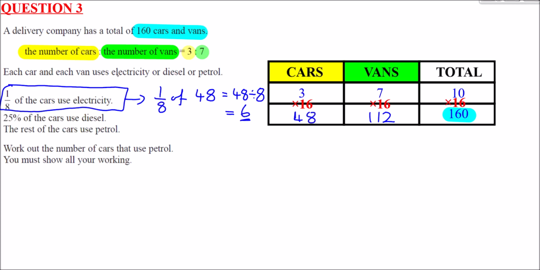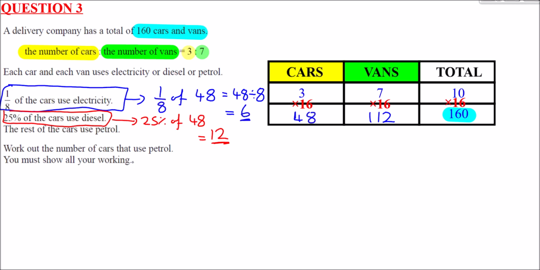It then says that 25% of the cars use diesel. So again, we can work this out. There's 48 cars in total, so 25% of 48. I tend to think of 25% as being a quarter, to be honest. So a quarter of 48 is 12. The rest of them use petrol.